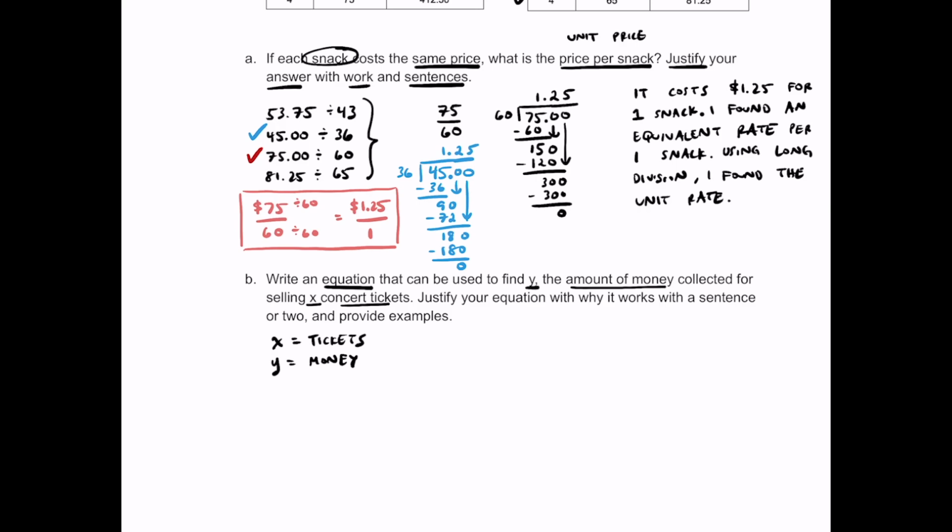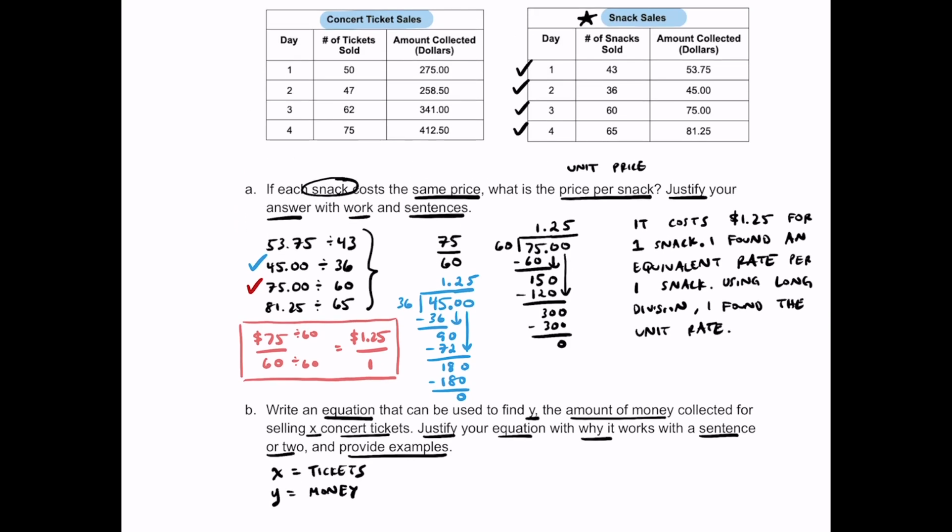So we're going to write an equation, and we're going to justify the equation with why it works, with a sentence or two, and then maybe provide some examples of why this might work. Okay, so we need to find a relationship between the money and the tickets. So looking back up at this table, we're not going to be looking at the snack sales. We're going to be looking at the concert tickets instead. And we're supposed to be writing some sort of equation, and that's going to be a linear equation, right? Everything we've been talking about in this unit is linear equations. So there has to be some sort of rate, okay?